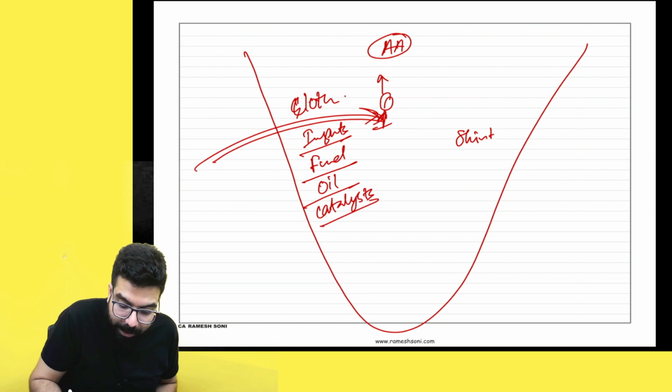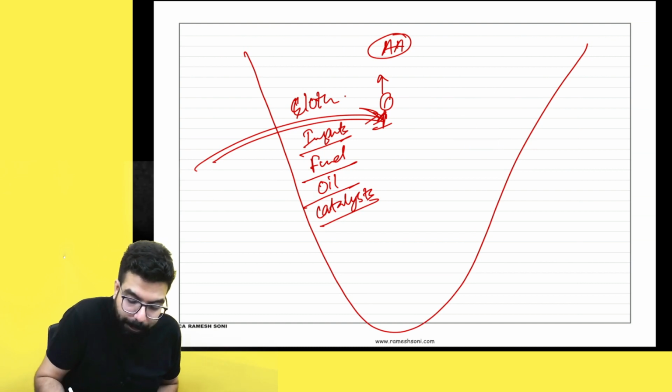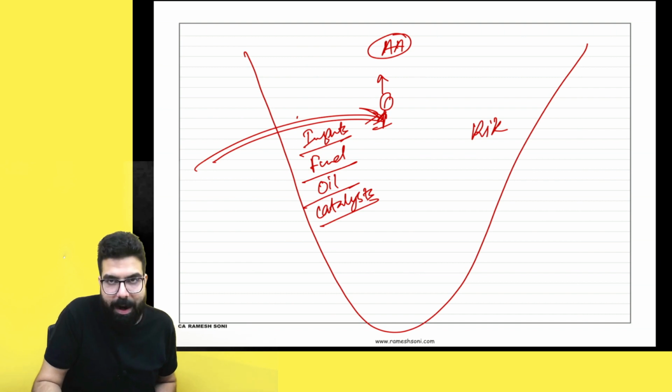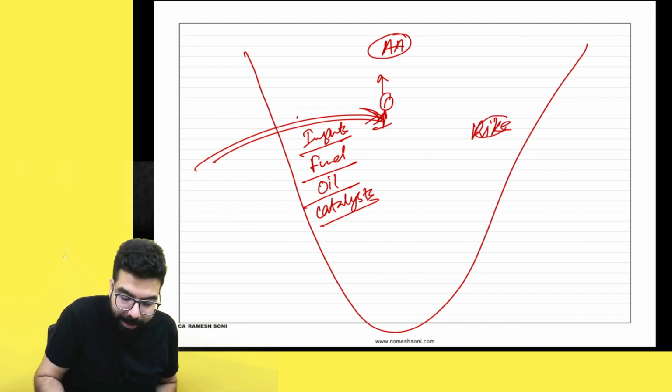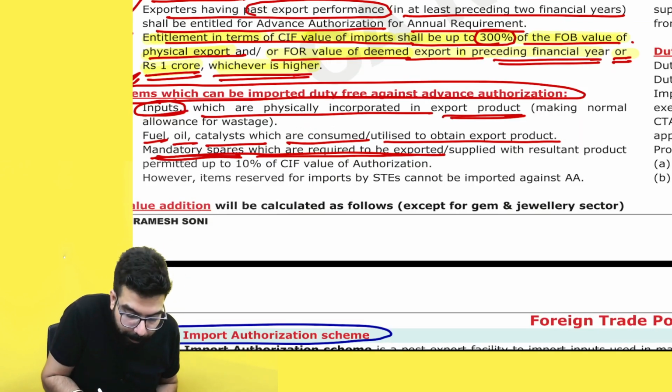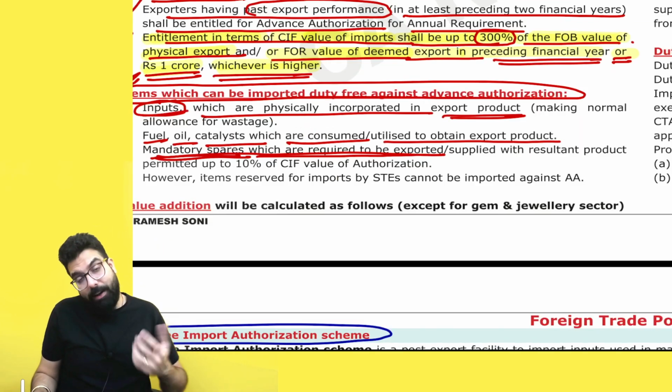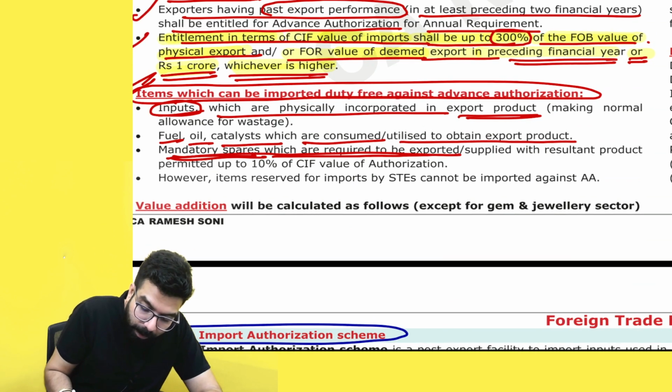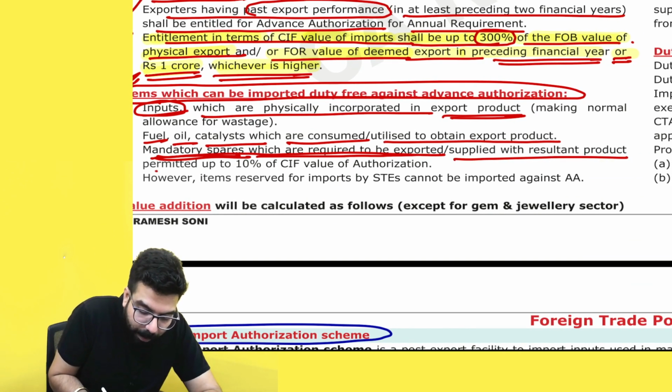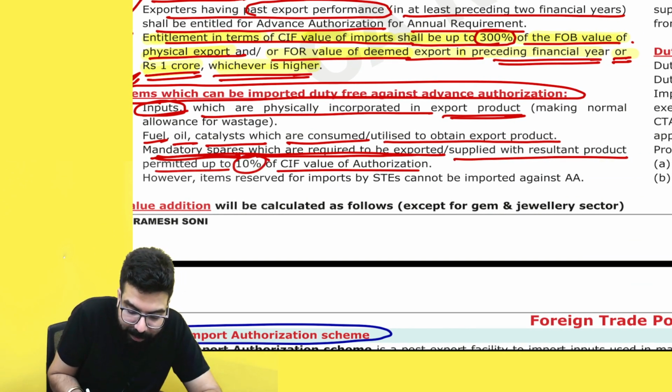Might be the final product which I am exporting is a bike. I make not clothes, a bike. I import the bike's parts and I make the bike and export. So they are telling when you are making a bike, whatever mandatory spares you are providing along with that, that also you can import. Supplied with the resultant product, permitted up to 10% of the CIF of the authorization.